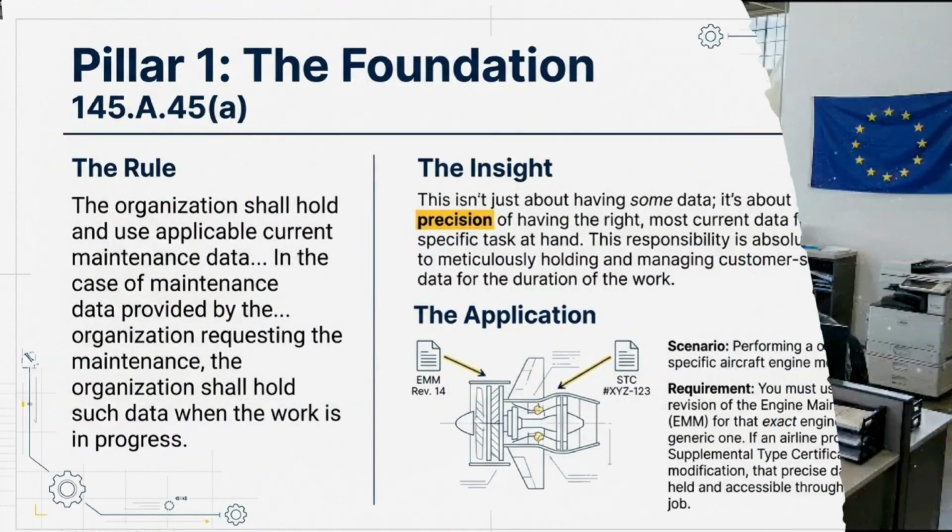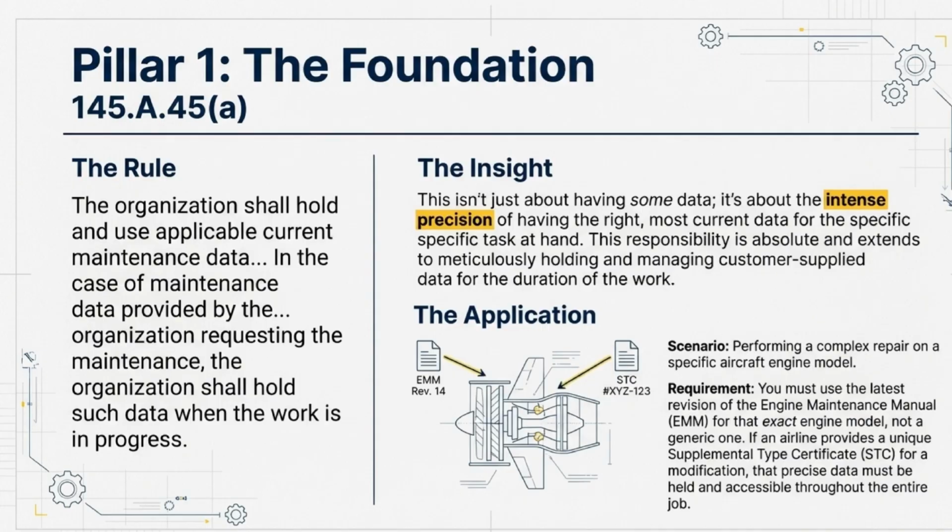Okay, let's start at the beginning, the foundation. Clause 145.A.45a. This really lays the groundwork for everything else. It sets out the fundamental expectation. The text says, the organization shall hold and use applicable current maintenance data which is necessary in the performance of maintenance, including modifications and repairs. Applicable means relevant to any aircraft, component, or process specified in the organization's terms of approval and in any associated capability list. And it continues. In the case of maintenance data provided by the person or organization requesting the maintenance, the organization shall hold such data when the work is in progress.